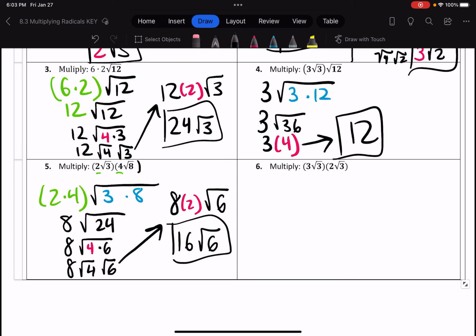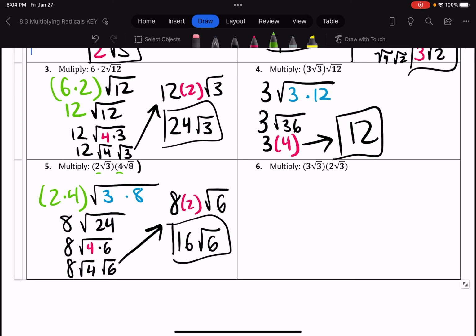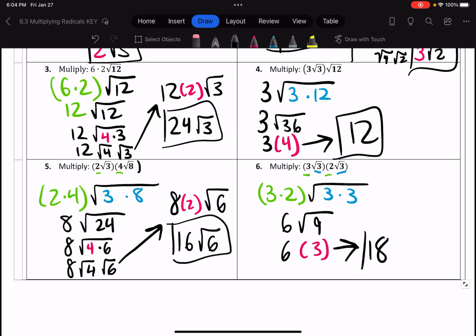And guys, we got one more for this practice set. For this last problem, we've got 3 square root of 3 times 2 square root of 3. So we got to multiply our coefficients first. So that's going to be 3 times 2. And multiply by the square root of our radicands multiplied together, which in this case are 3 times 3. Notice those radicands are the same number. Anything multiplied by itself is a perfect square. So I know 3 times 2 is 6 times square root of 9. And the square root of 9 simplifies to, you guessed it, 3. So that's going to be 6 times 3, which then simplifies to the whole number 18.